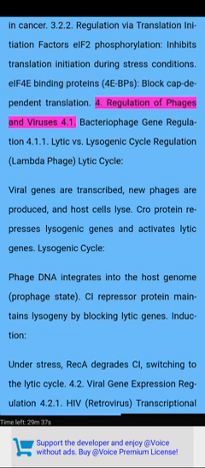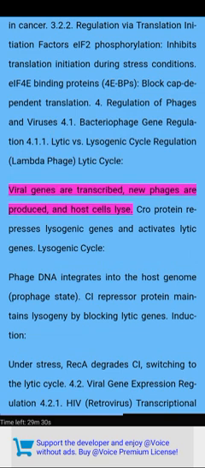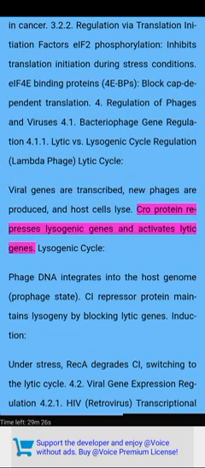4. Regulation of phages and viruses. 4.1. Bacteriophage gene regulation. 4.1.1. Lytic versus lysogenic cycle regulation. Lambda phage, lytic cycle: viral genes are transcribed, new phages are produced, and host cells lyse. Cro protein represses lysogenic genes and activates lytic genes.